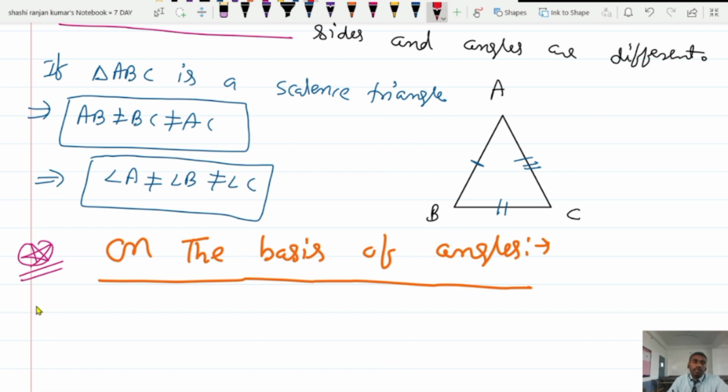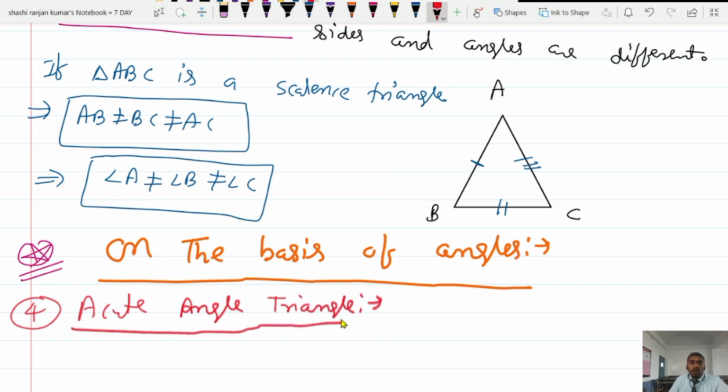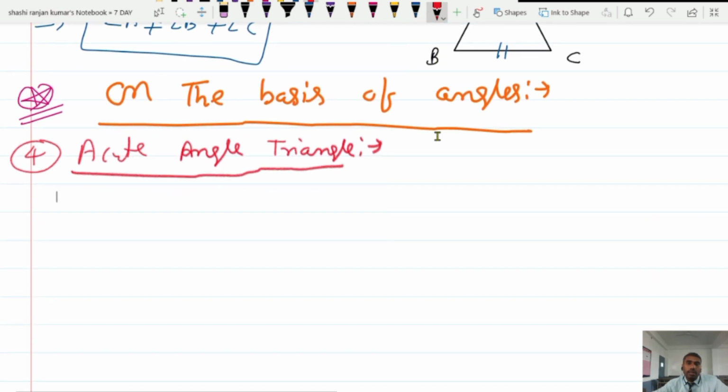The fourth type is the acute angle triangle. It's very simple. As its name says, a triangle in which all the angles are acute is known as an acute angle triangle.